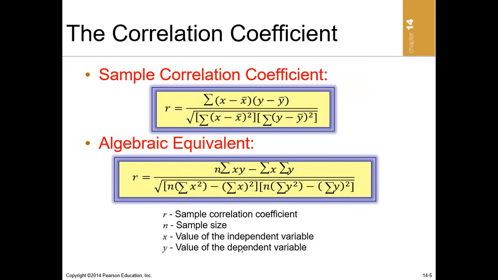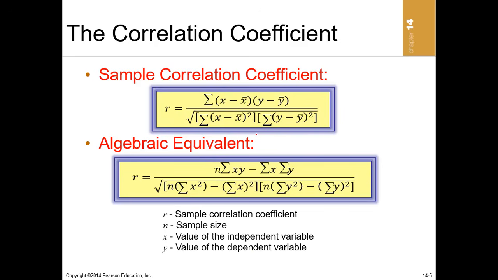There is a more objective measure apart from the graph, and the objective measure is to use a formula. One of the formulas is through deviations. The correlation coefficient is equal to sigma of (x minus mean of x) times (y minus mean of y), all over the square root of sigma (x minus the mean of x) squared, times sigma (y minus the mean of y) squared. These formulas are in deviation form.